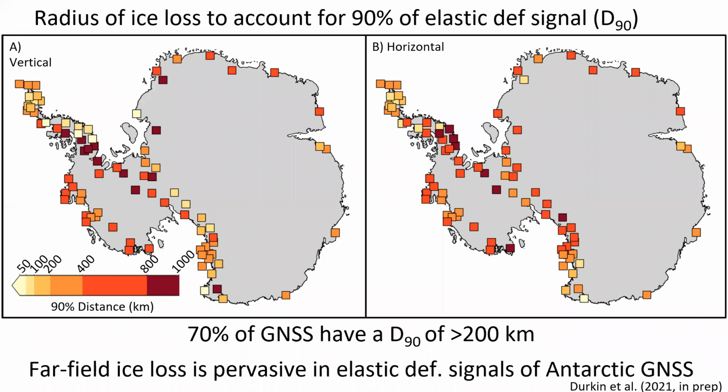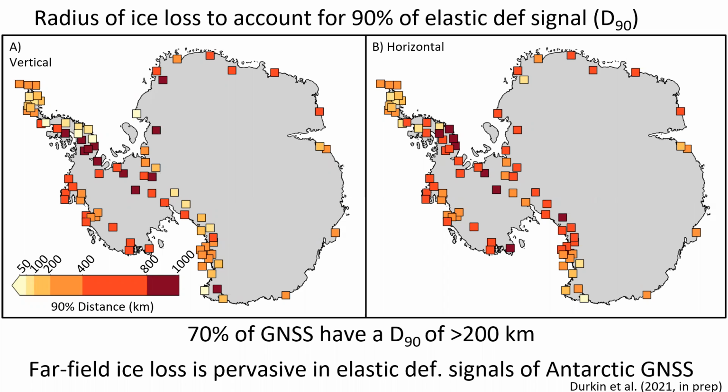When we repeat this experiment at other GNSS sites in Antarctica, we find something that's very similar. This map shows the distance that you would need to consider to correctly express 90% of the elastic deformation rate for each of the GNSS sites. The overwhelming majority of these sites require you to consider ice loss within a radius of 200 kilometers or more to correctly account for their elastic deformation rates. And this is true, again, in both the vertical and the horizontal components.